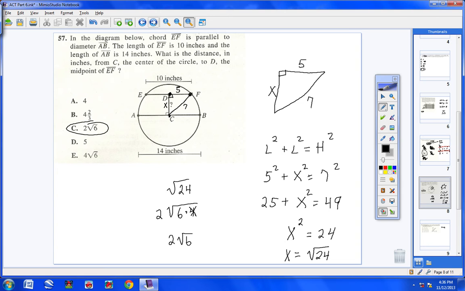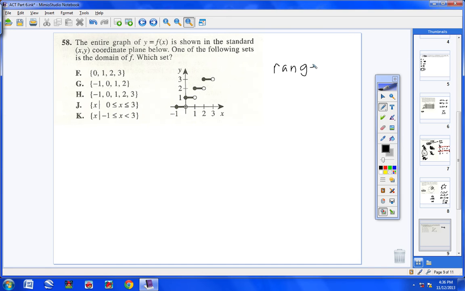Very basic geometry. Now in this problem here, it'd be very important to remember that range deals with the y values, domain deals with the x values. Okay? So don't forget that. So when it says one of the following sets is the domain, it's saying one of these sets is referring to x values. So we're going to see what the x values are and which one of these answers gives a good picture of what x is.